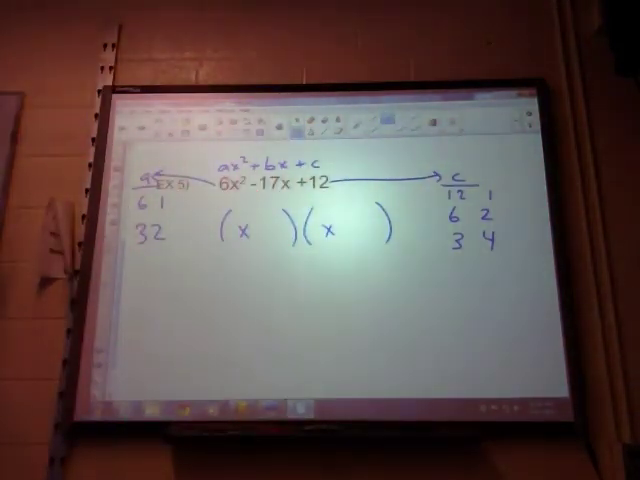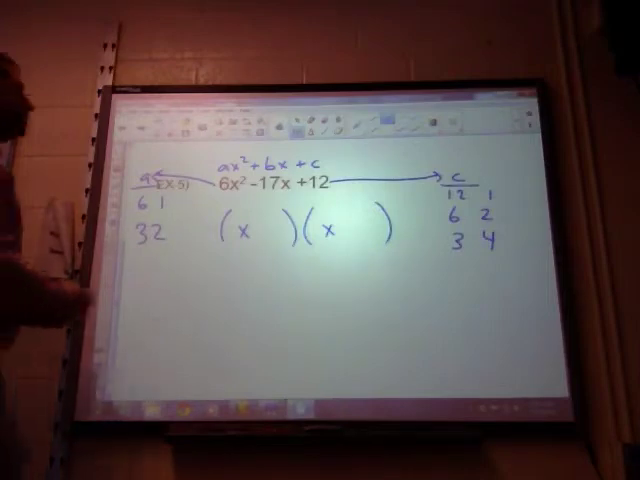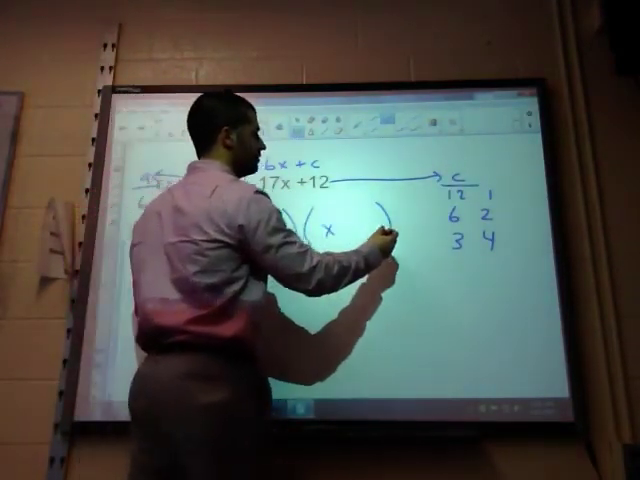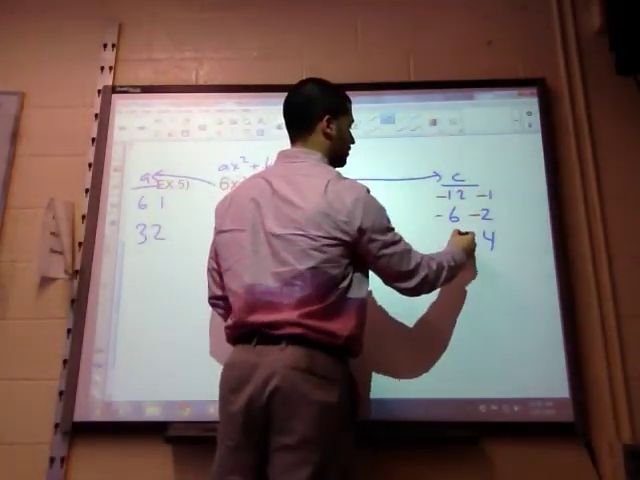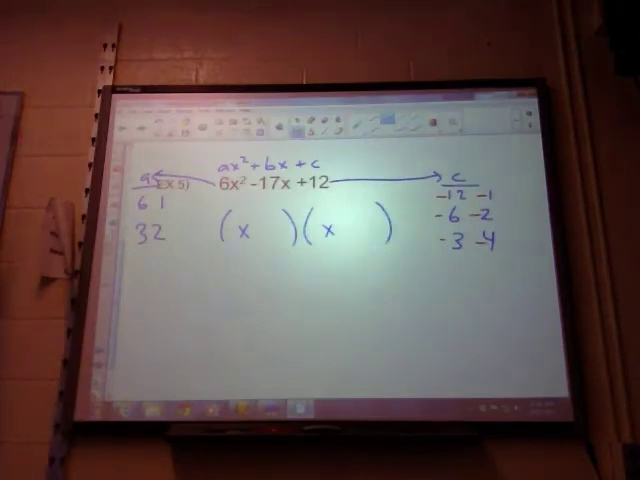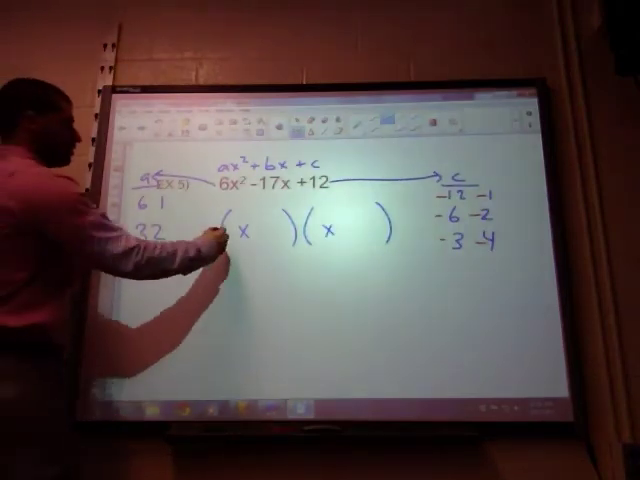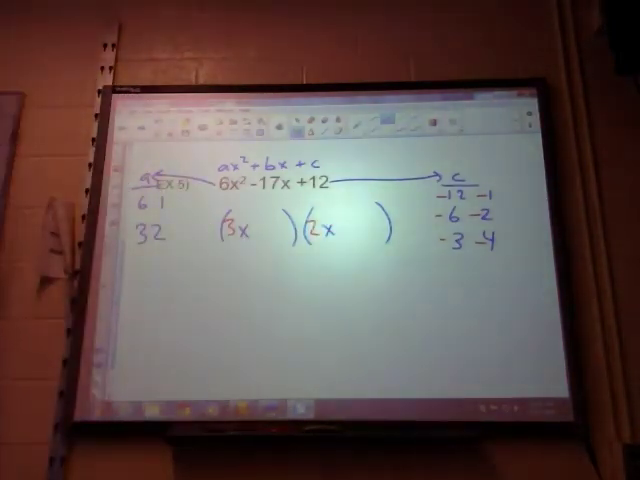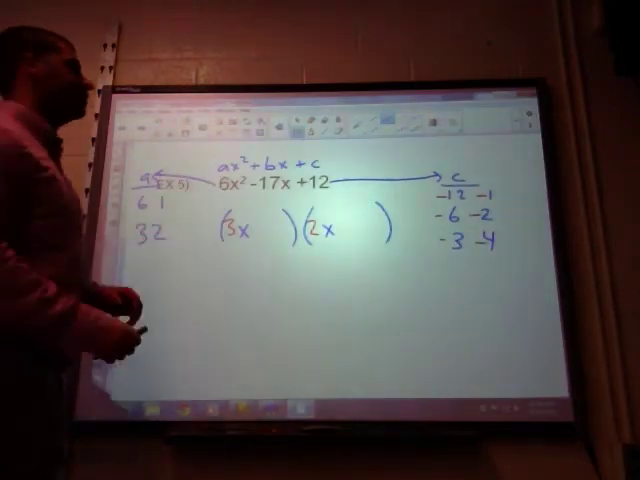What do we know just by looking at it? Well, we know that we're going to have two negative factors because this is positive, but this is negative. So we've got to try that. Now let's kind of test what we have. Let's test 3 and 2. Let's see how it works. So any of those c's multiply to 12. Let's just pick two that we think could get us to negative 17 when multiplied.